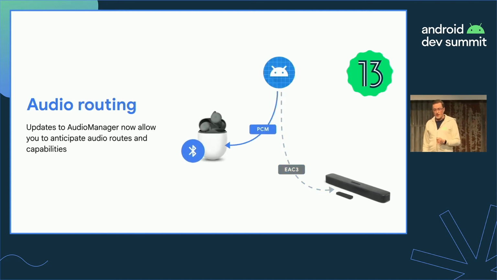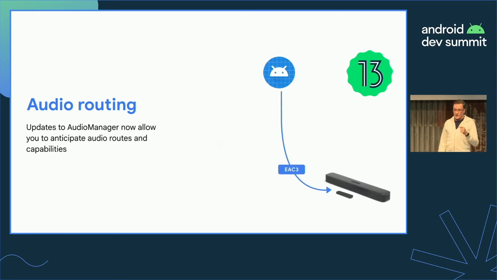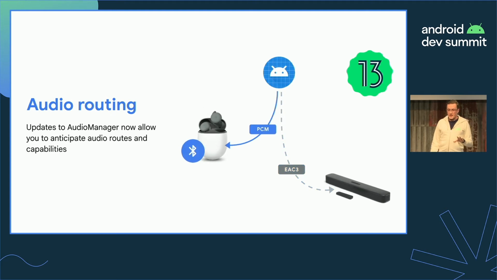Improved APIs in the Audio Manager allow your app to anticipate audio routes and capabilities from Android 13 onwards. By using this new interface to query your direct playback support, you're able to understand more precisely which playback mode is supported on the currently active audio route.